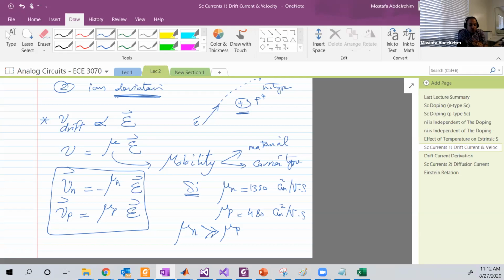Okay. So next time we will continue after this point. We'll calculate the drift current. We'll calculate the conductivity or resistivity, just like for any material, the rho or sigma of the semiconductor. And we're also going to demonstrate another type of current called diffusion current. This was a drift current; we'll see another type called diffusion current.